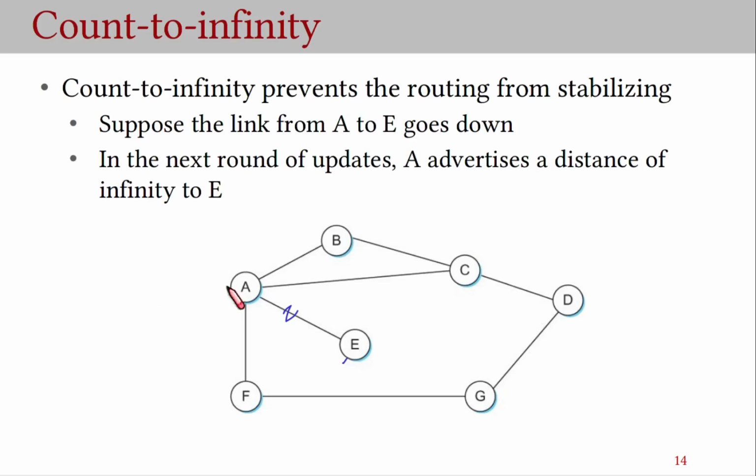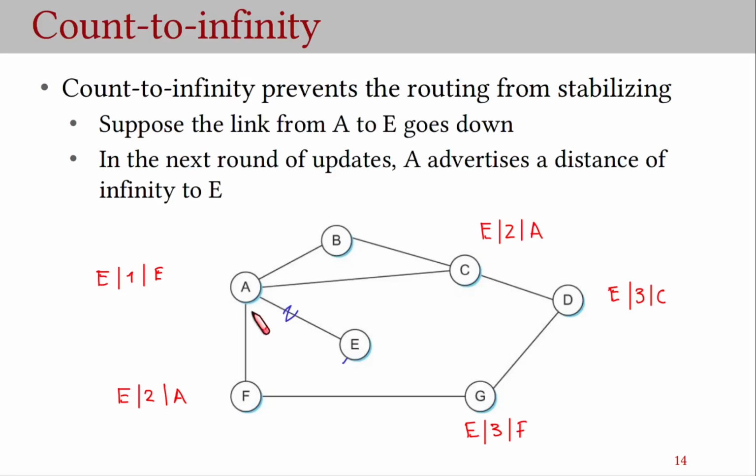So A's table would look like E1E. F's is going to look like E2A. G's entry would be E3F. C's entry would be E2A, and D's would be E3C.